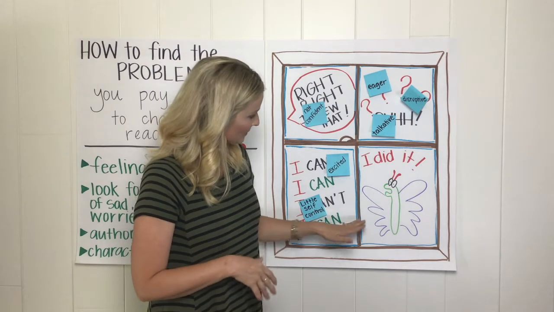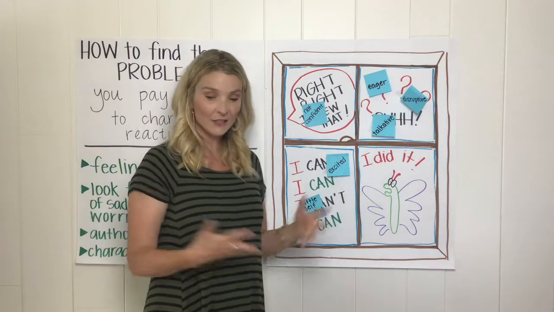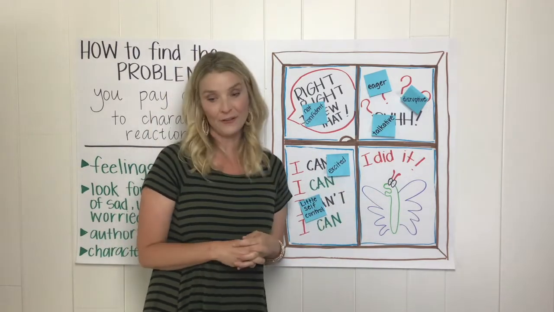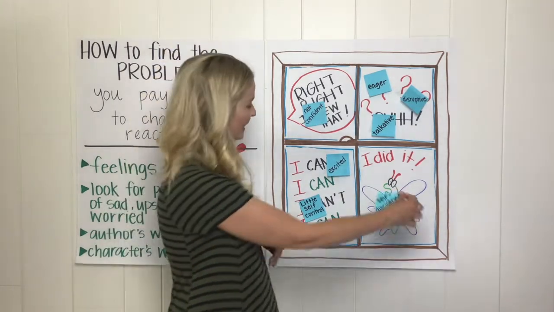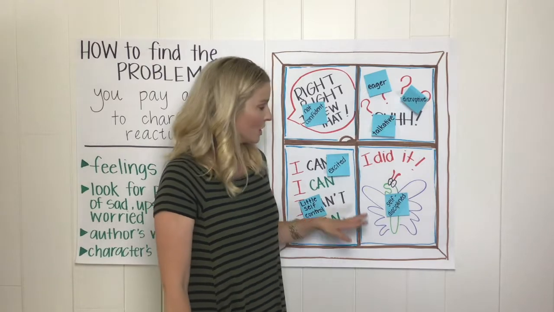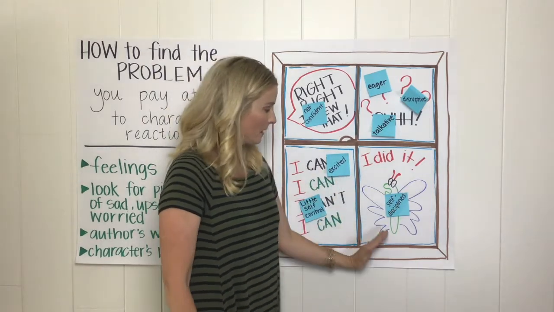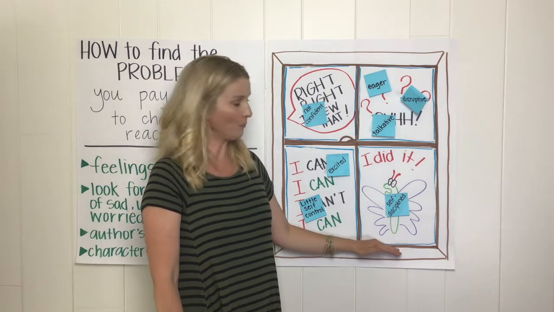And in the last part, our caterpillar says, I did it! He turned into a butterfly. So we could definitely say that he became more self-disciplined. So based out of his problem, something great did come out. He did become more self-disciplined.